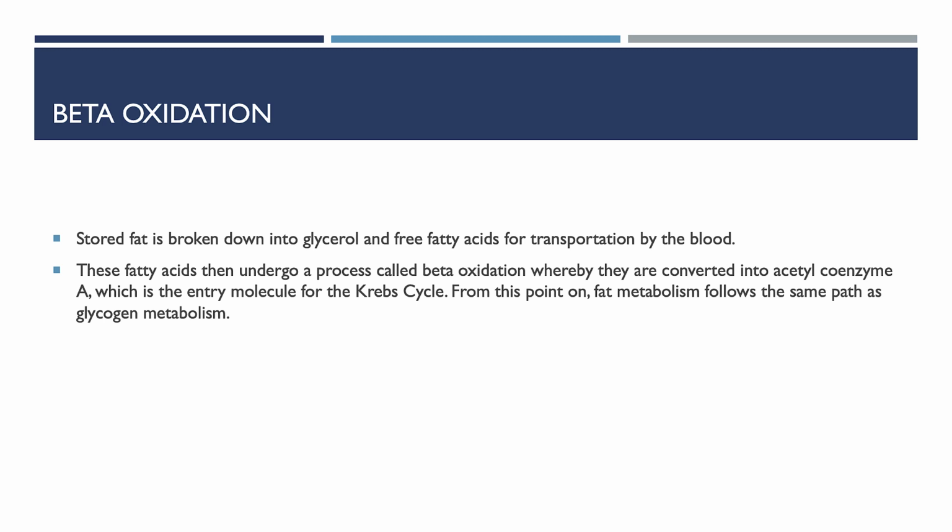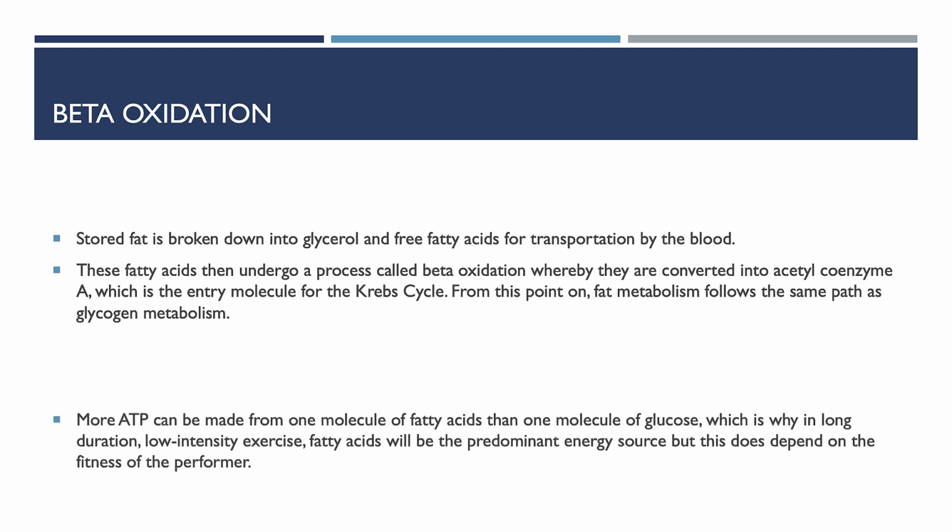These fatty acids then undergo a process called beta oxidation, where they are converted into acyl coenzyme A, which is the entry molecule for the Krebs cycle. From this point on, fat metabolism follows the same pathway as the glycogen metabolism. So ultimately, it creates energy the same way, it just changes the energy source it is using from glycogen or glucose into fat or amino acids.